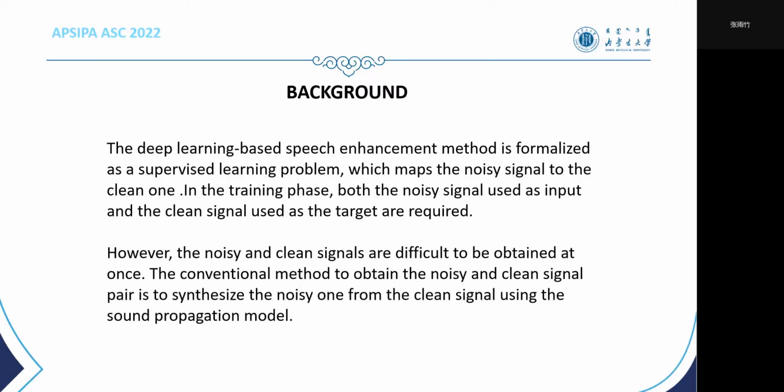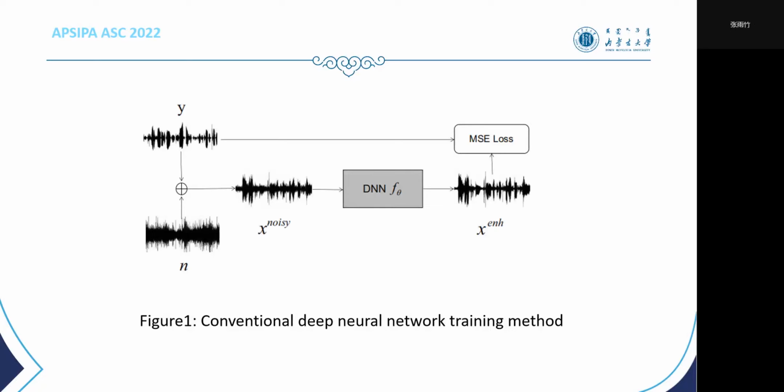The deep learning-based speech enhancement method is formalized as a supervised learning problem, which maps the noisy signal to the clean one. In the training phase, both the noisy signal used as input and the clean signal used as a target are required. However, the noisy and the clean signals are difficult to obtain at once. The conventional method to obtain the noisy and the clean signal pairs is to synthesize the noisy one from the clean signal using the sound propagation model. Figure 1 shows the training phase of the conventional deep neural network training method.